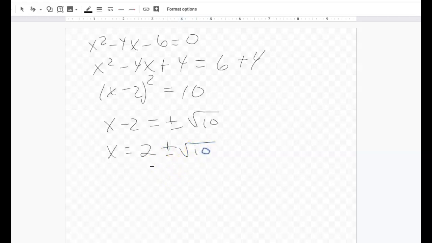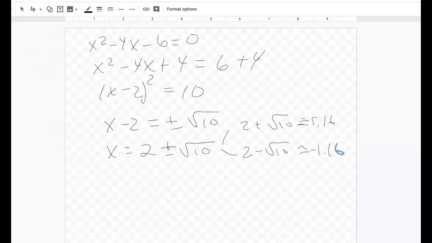And so we're going to at least have 2 real answers. We might as well plug these into our calculators. So when we look at 2 plus square root 10, that's approximately 5.16. And 2 minus square root 10 is approximately -1.16.